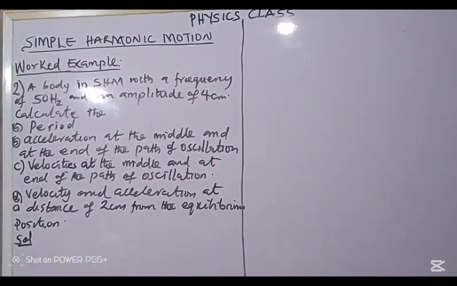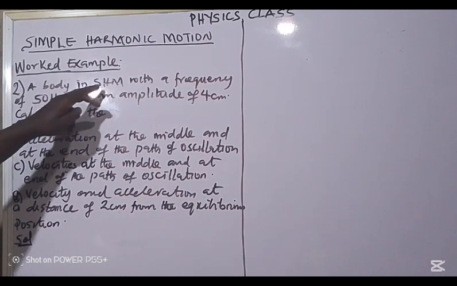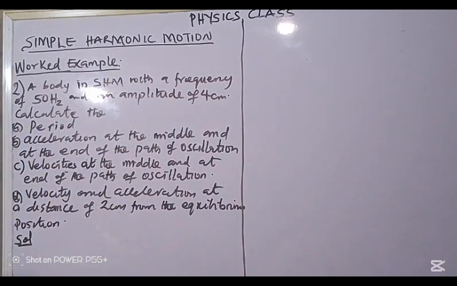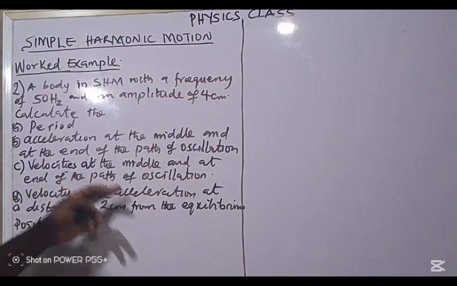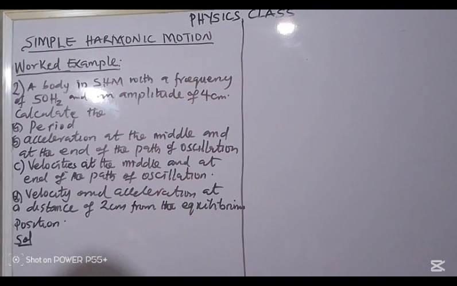Let's take this one as example 2. A body in SHM with a frequency of 50 Hz and an amplitude of 4 centimeters. Calculate A, the period. B, acceleration at the middle and at the end of the path of oscillation. C, velocities at the middle and at the end of the path of oscillation. D, velocity and acceleration at a distance of 2 centimeters from the equilibrium position.